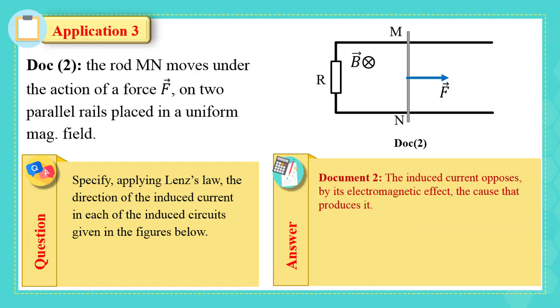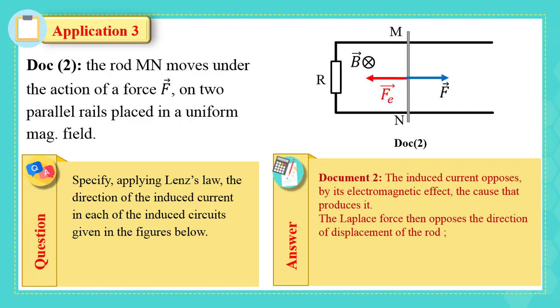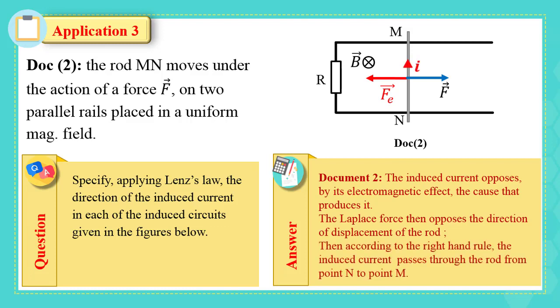Document 2. The induced current opposes by its electromagnetic effect the cause that produces it. The Laplace force then opposes the direction of the displacement of the rod. Then, according to the right-hand rule, the induced current passes through the rod from point N to point M.